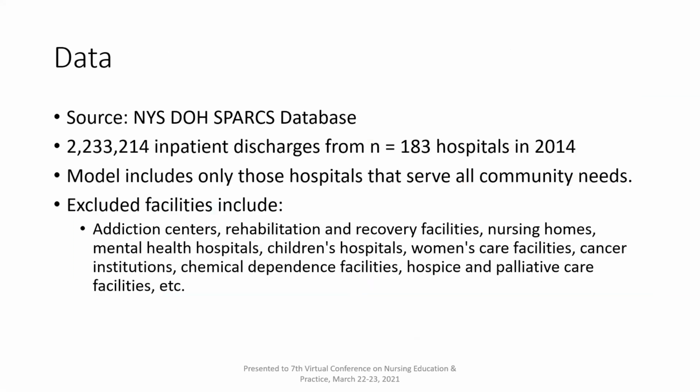The data we obtained is publicly available from the New York State Department of Health. It's called the SPARCS database. In this database, there were 183 hospitals that we could include. So we excluded all the specialty hospitals, and I have on the last bullet, rehab centers, addiction centers, children's hospitals, so that we could get the same case characteristics, or the best case characteristics for our inpatients.